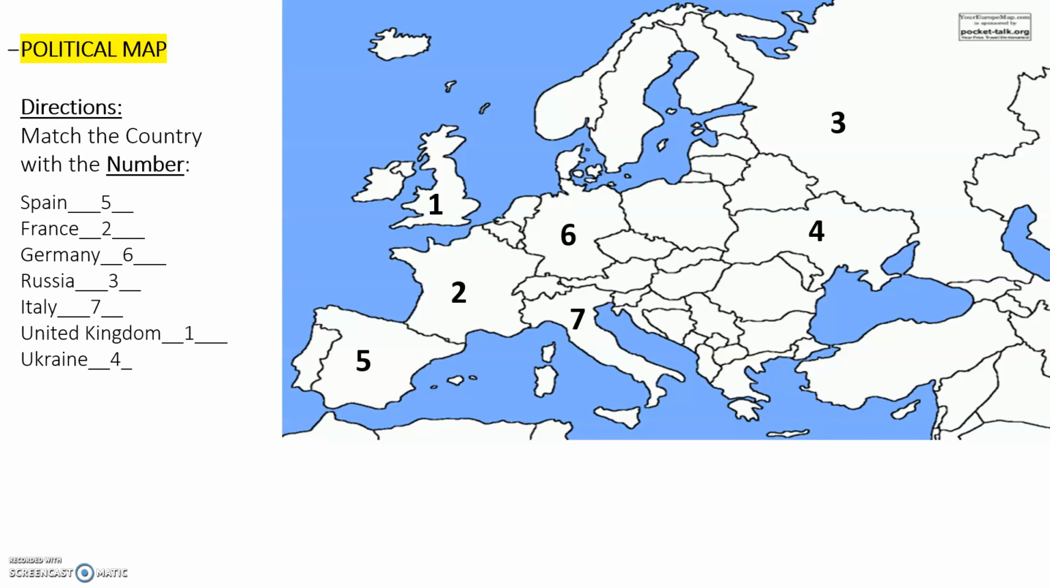Spain is number 5. Followed by France, number 2, Germany, number 6, which is near the middle of Europe. Then Russia, we know that's the largest country in the world. That's 3. Then Italy is 7, shaped like a boot. United Kingdom, which is made up of 4 other countries. And then finally, south of Russia is the Ukraine. It's a great little study guide.